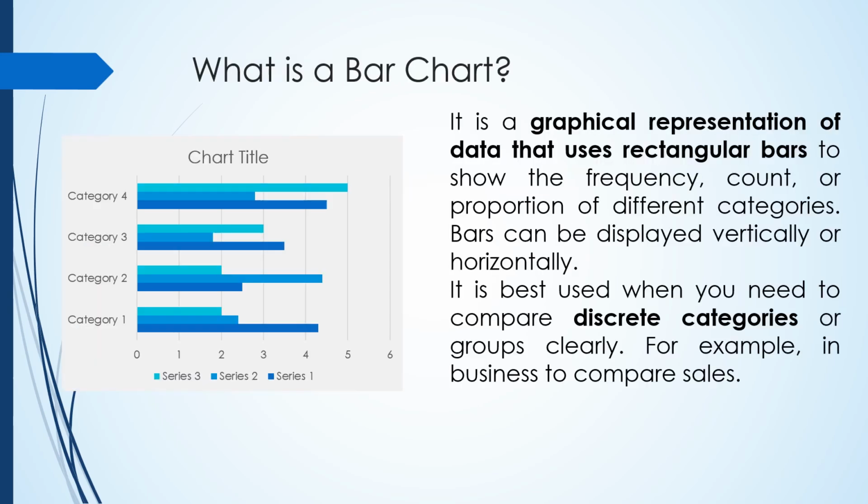Next, we will learn about bar charts. A bar chart is a great way to compare discrete categories since the length of each bar represents the value it holds. However, if you're working with continuous data, a line graph or a histogram, which we'll learn about later, might be a better choice.